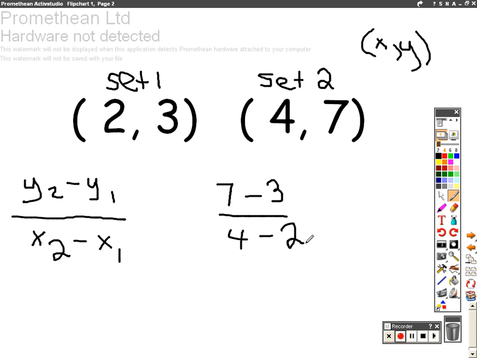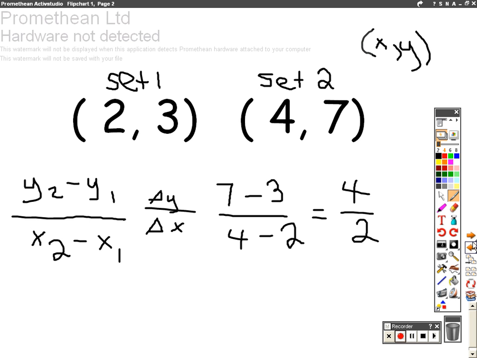And I know I've done it right because I should have one ordered pair over the other. So the ordered pair 4, 7, and the ordered pair 2, 3. Remember, my x goes on the bottom, my y is on the top. I simply do 7 minus 3, which is 4, and 4 minus 2 is 2. We also refer to this as the change in y over the change in x, and change is done through the operation of subtraction. Okay?